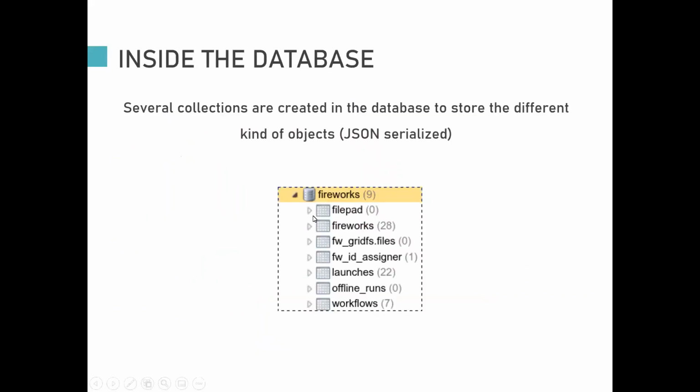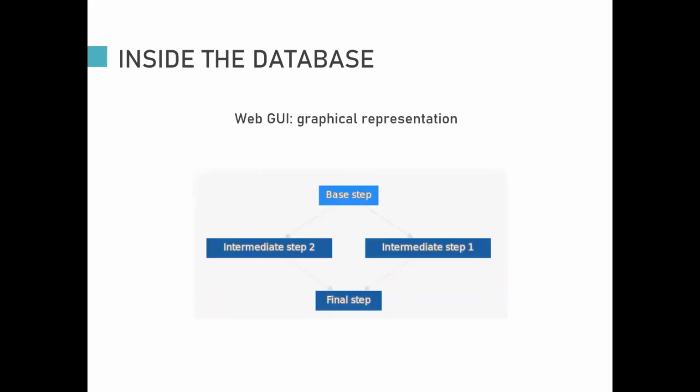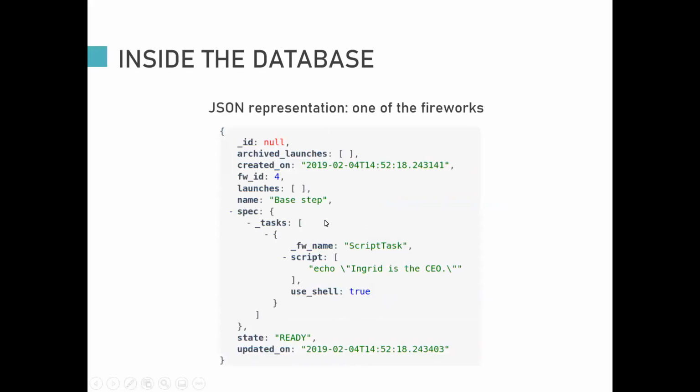Inside the database, this is basically what you have. You see, this is the FireWorks database, and you have one collection containing all the jobs, so all the FireWorks themselves. I will just go to these two, the FireWorks and the workflows, and the workflows collection contains all your workflows. This is just to explain how it is internally. You don't really need to know that. For the web GUI, you can have a graphical representation of your workflows. This shows you one workflow, very similar to the diamond shape shown just before. Inside this web GUI, you can then also access the JSON representation of a given firework, and I will get back to this later.